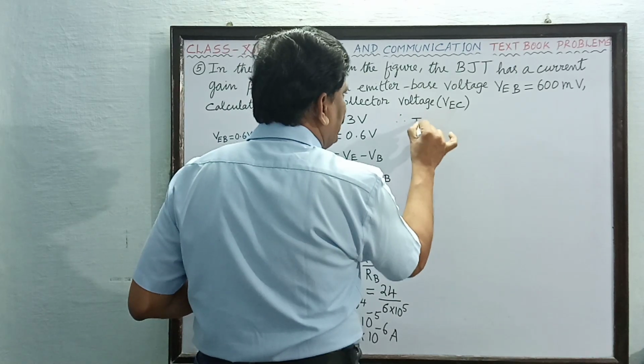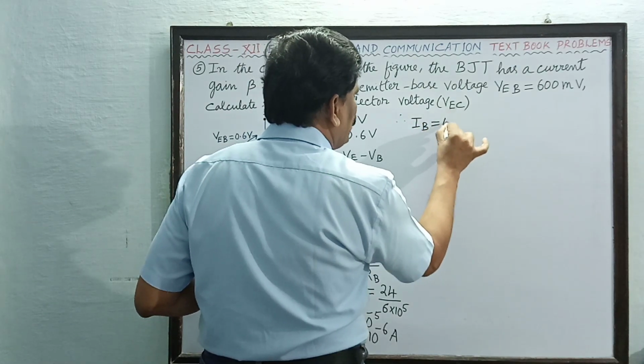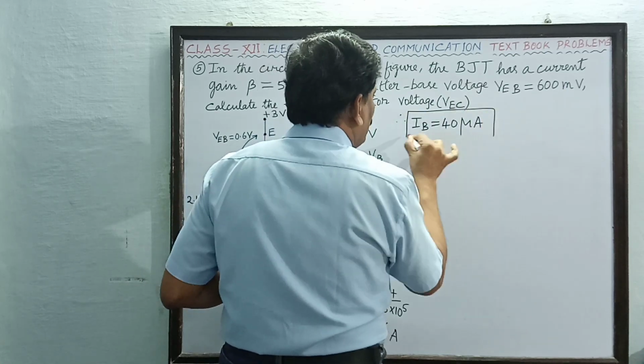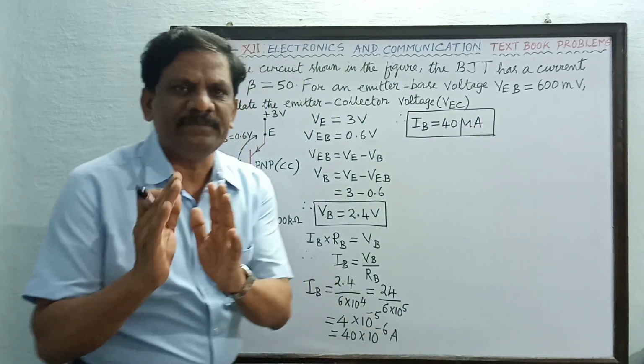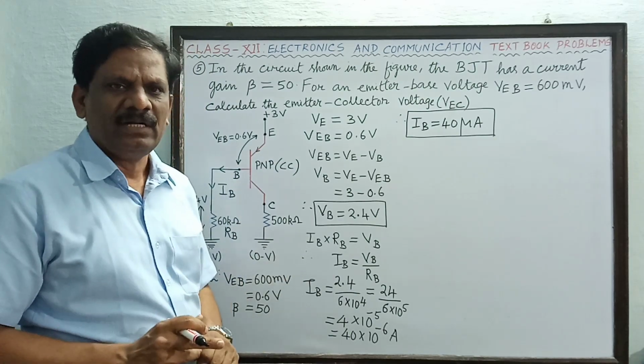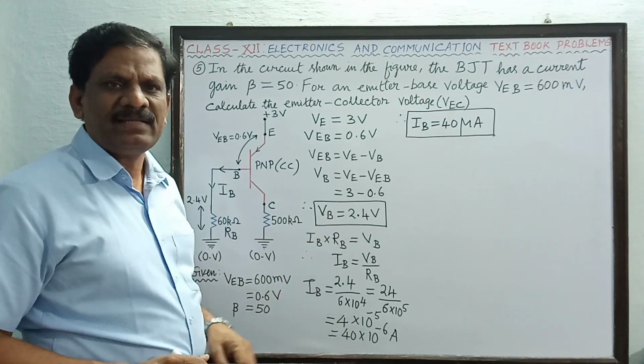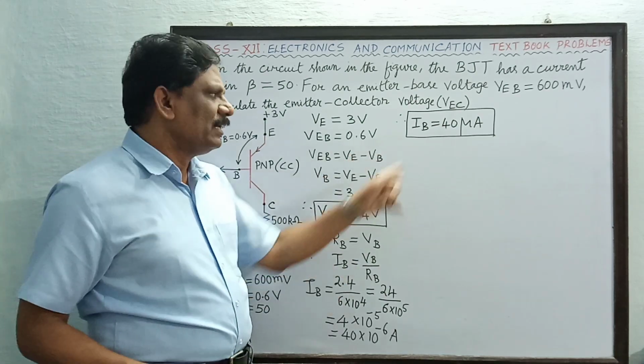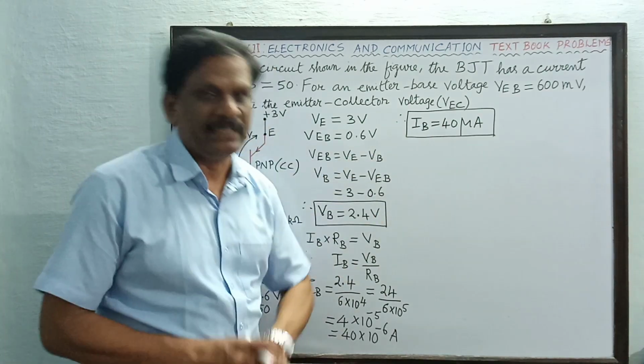Okay children, you see that the base current therefore is equal to 40 microampere. Okay, have you all understood up to this step? So first we determined the base voltage, then we equated it with IB, RB. Now the base current we have determined.